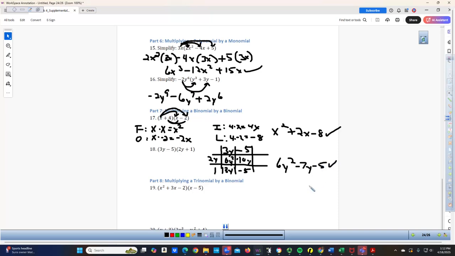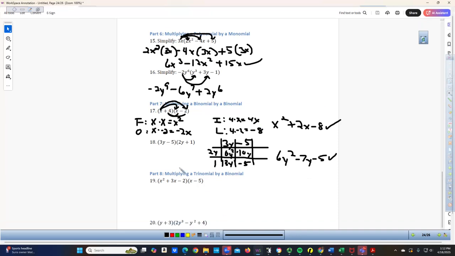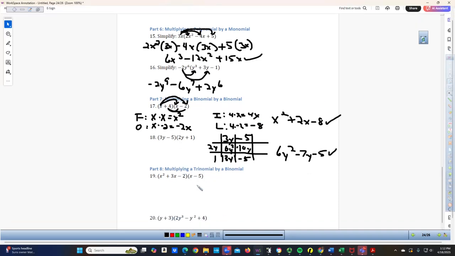All right, so you can do the box also for number 19 when you're multiplying a trinomial by a binomial. You can also do the distributive property, or you can do what we used to, old long multiplication. So first thing I'm going to do is distribute this x into everything. So x cubed plus 3x squared minus 2x. I distribute the x into all three. Now I'm going to distribute the negative 5 into all three.